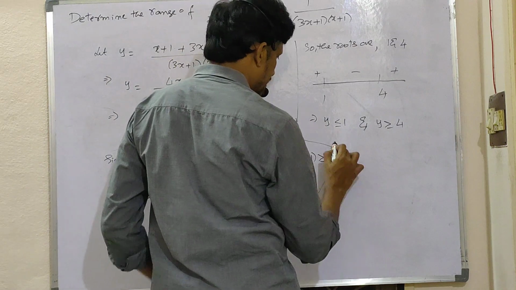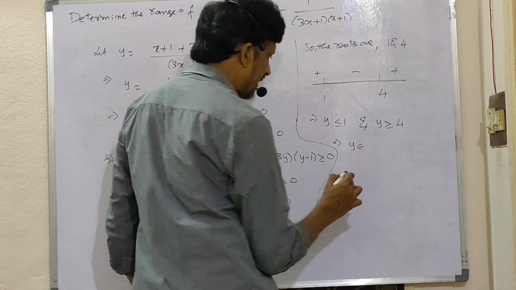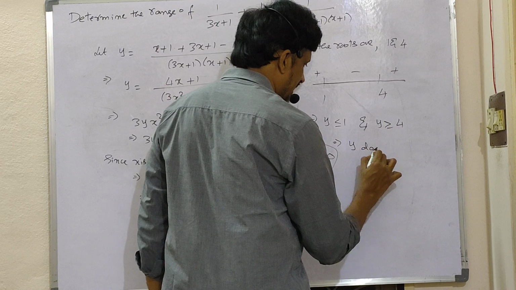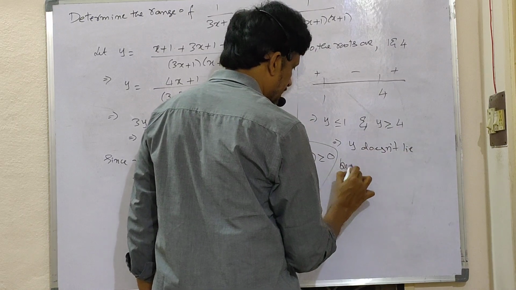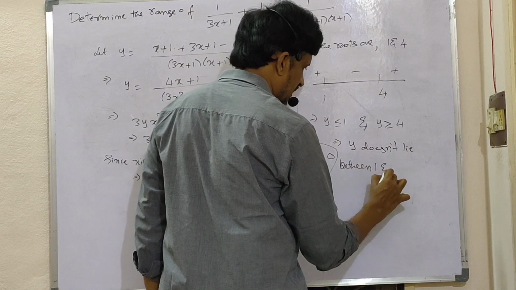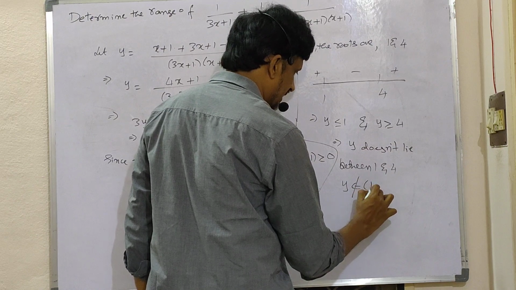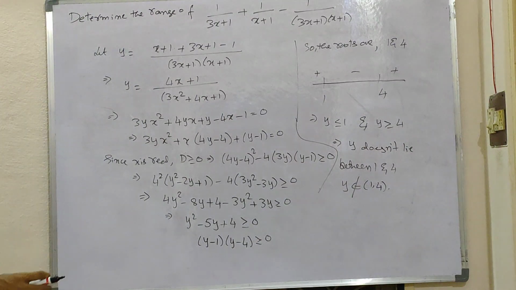That means y does not lie between 1 and 4. You can say it simply like that: y does not lie between 1 and 4, that is, y does not belong to the interval (1, 4). Since it is positive, y should be either less than 1 or greater than 4.